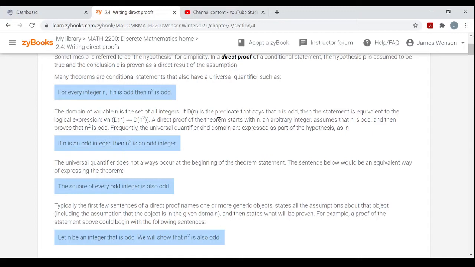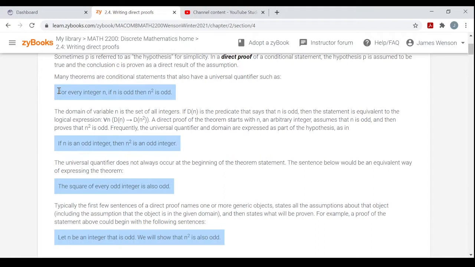So a direct proof of this theorem would start with n, an arbitrary integer, right? Remember, to prove a universal statement, this is about every integer, you would start with an arbitrary integer, have a variable represent any integer, right? Not just a specific one. Assume that n is odd, right? Assume the hypothesis, and then prove that n squared is odd, right? And end with the conclusion.